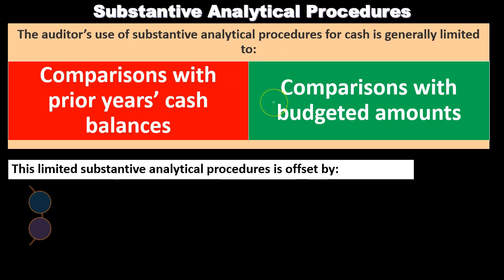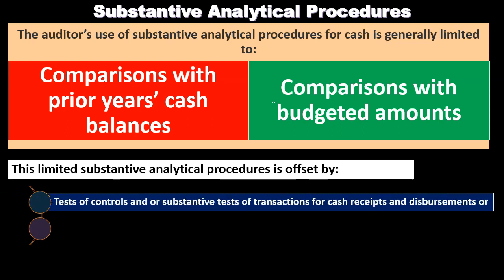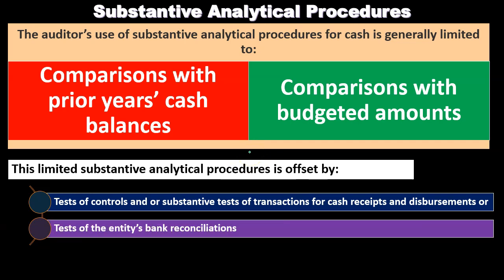Now, note this is a lot fewer analytical procedures than we might do elsewhere, but we're limited to these types of things because of the nature of cash, because it's involved in so many other types of processes. We can't do as much ratio analysis. We can't do analysis comparing cash, say, to sales or cash to accounts receivable, because cash is involved in so many different processes that it's difficult for us to make that analytical procedure comparison. This limited substantive analytical procedure is offset by tests of controls and/or substantive tests of transactions for cash receipts and disbursements. So we will do other tests of controls and other tests of transactions in order to account for the fact that we cannot do as much of the substantive analytical type of procedures.